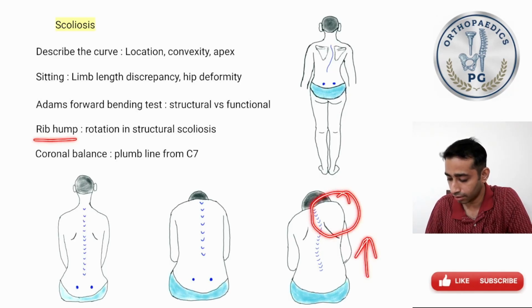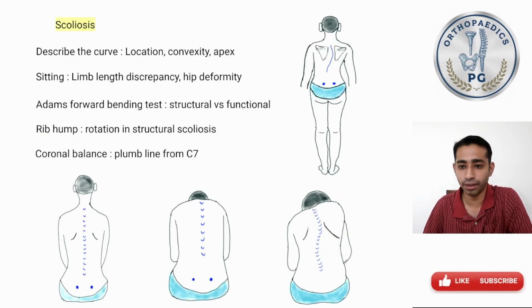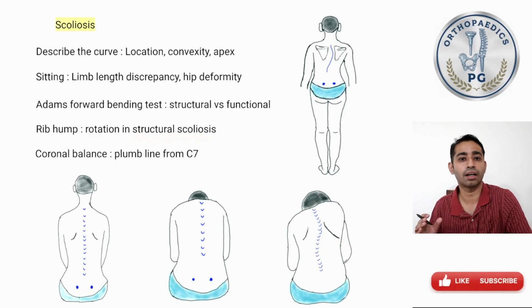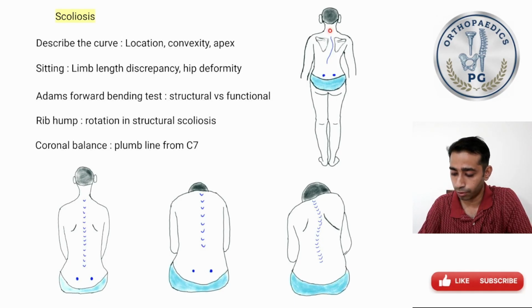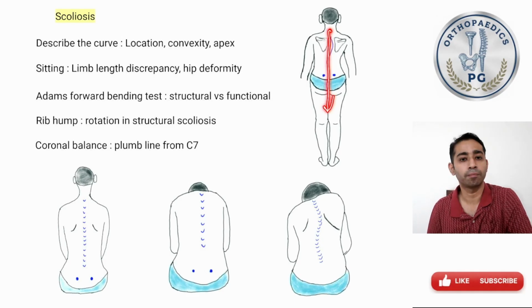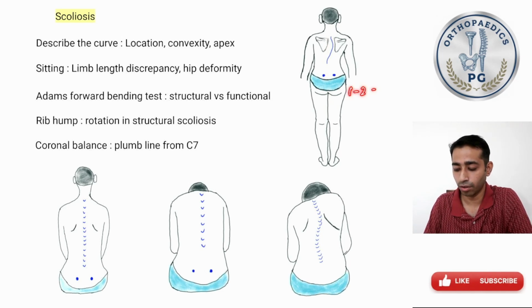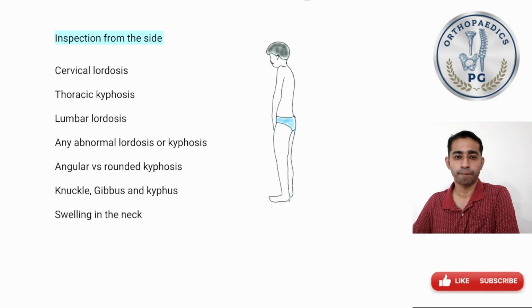Here we can see the scoliosis has become more prominent on bending forward, and you can see the rib hump properly. This is a marker of structural scoliosis, and it occurs due to the rotational component of the scoliosis. To see the coronal balance, you can drop a plumb line from the C7, and normally in a balanced spine, it should be between 1 to 2 centimeters of the midline.